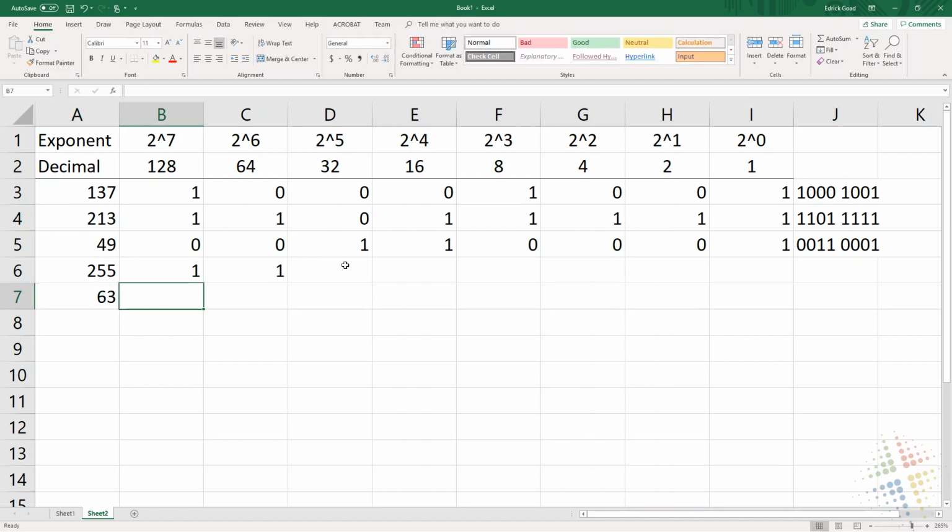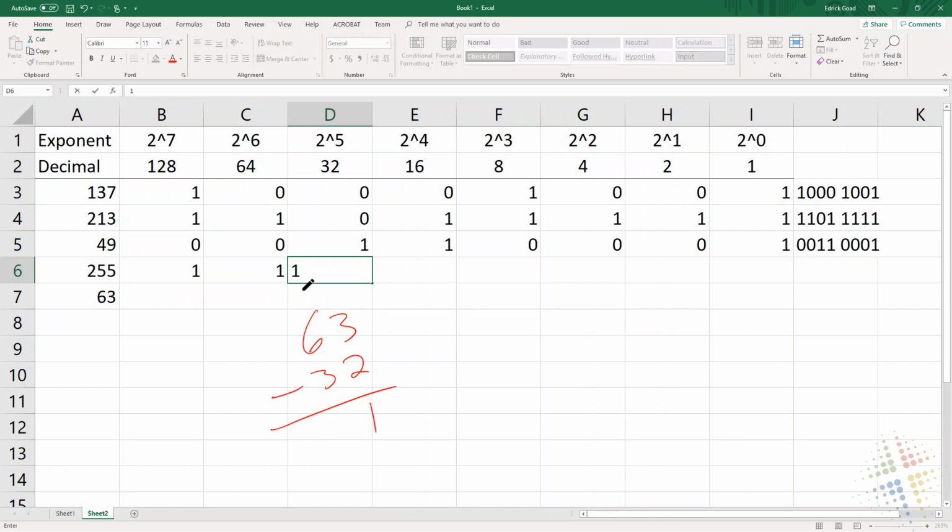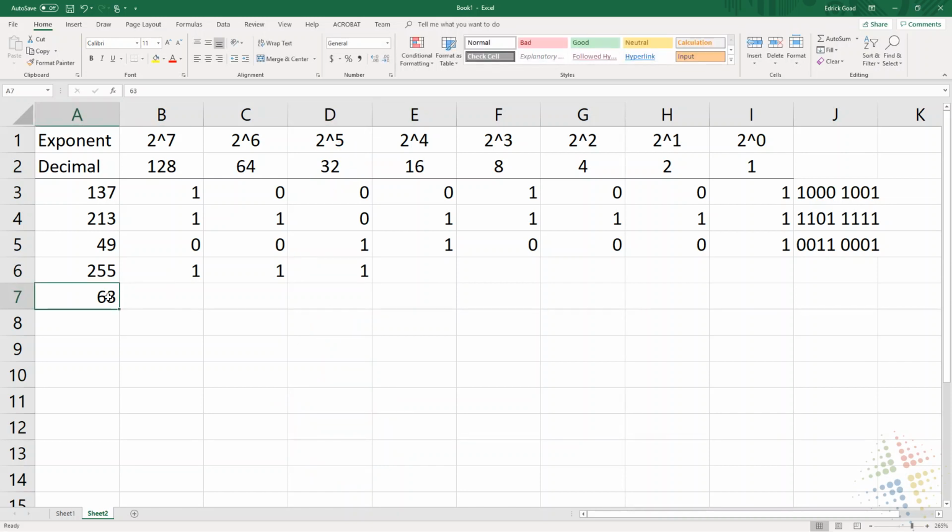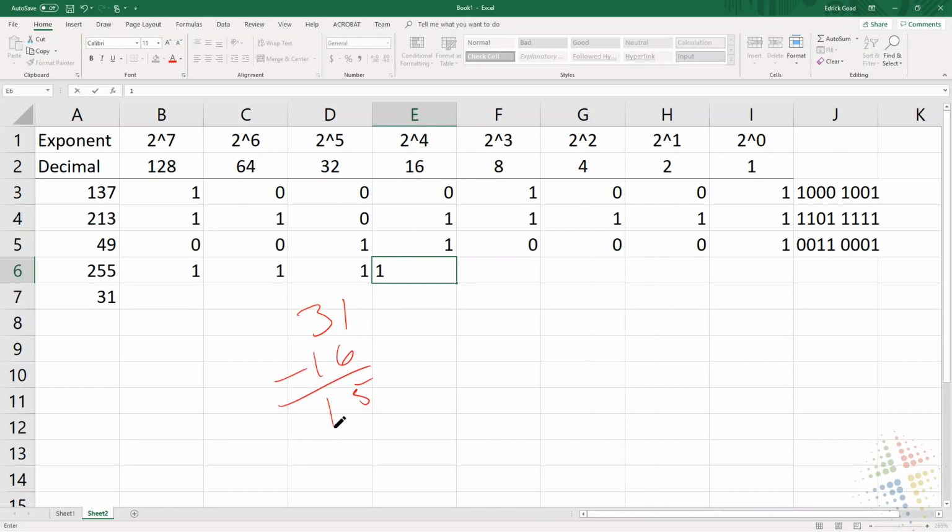Keep working the process. Can I subtract 32 from 63? Yes, I can. 63 minus 32 is 31. Sensing a pattern here. This will start making a lot more sense as we get in closer. 16 from 31? Yes. 31 minus 16 is 15.